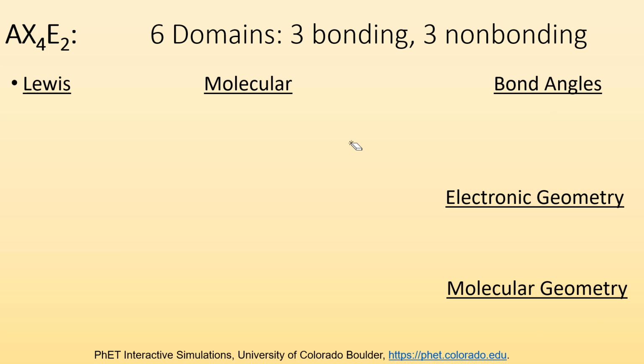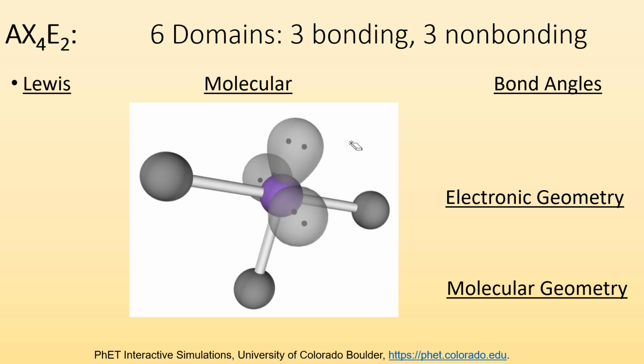6 domains total again, this time 3 bonding, 3 non-bonding. Here's an example of what that would look like. Again, the electrons want to go as far away as possible from each other. This is the only shape they can make. Bond angles would be 90 degrees. Electronic geometry, still octahedral, but this time the molecular geometry, hey, we've seen this before. It's T-shaped. You can see the T there, right?